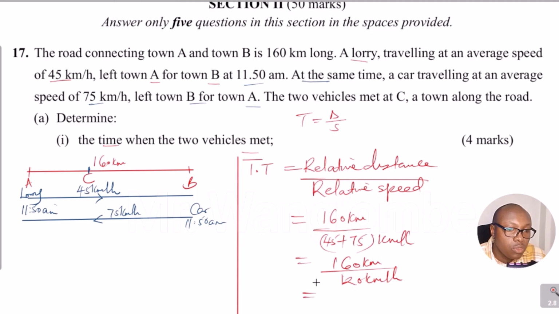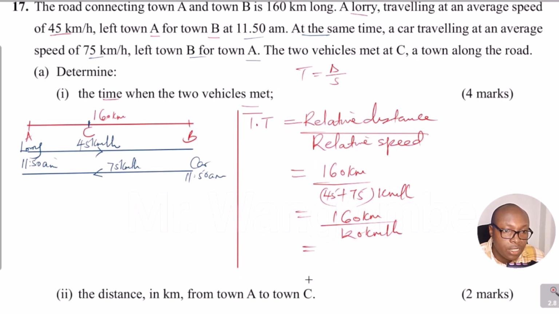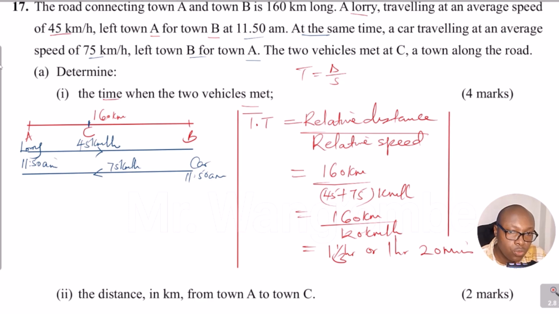So this one will give the answer in terms of hours, the hours taken. So 160 divided by 120, that gives 4/3 hours, or you can write it in terms of hours and minutes. So this is 1 hour and 20 minutes. That is the time taken to meet. Time taken to meet is there, 1 hour, 20 minutes.